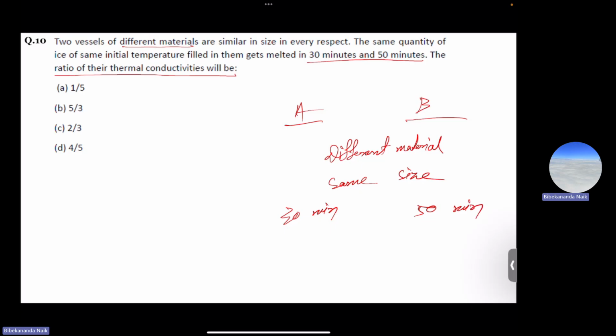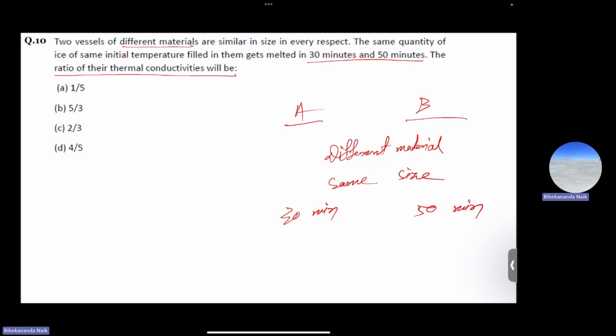So again, since they are of different material, the thermal conductivities of the two materials will be different, and that will affect the time required to melt the same amount of ice, because they have different thermal conductivity. So from this we need to find out what will be the ratio of their thermal conductivities.